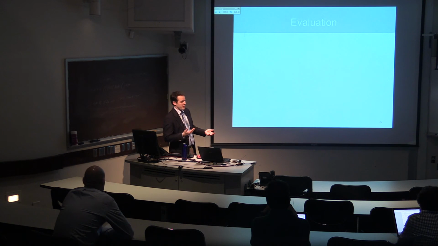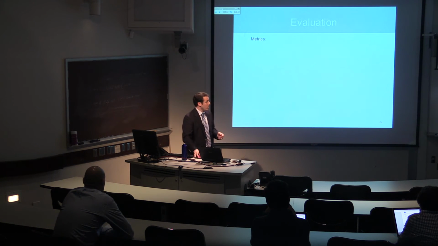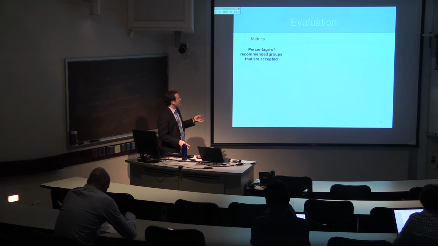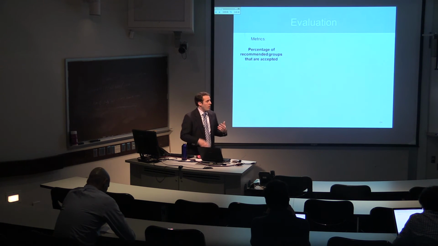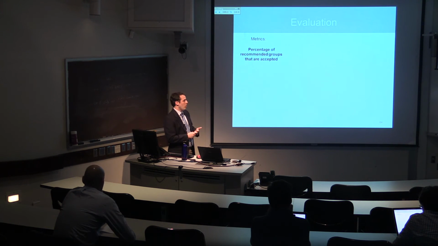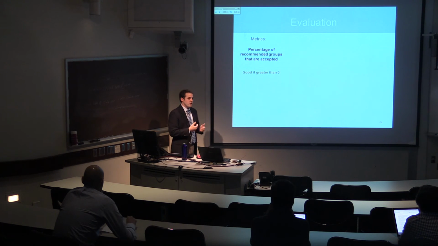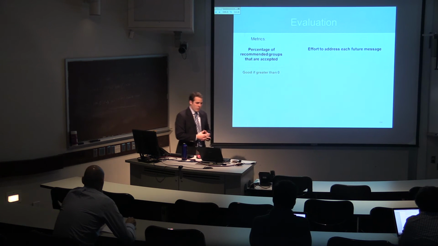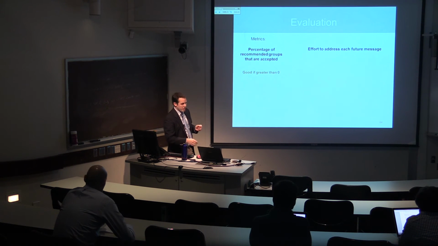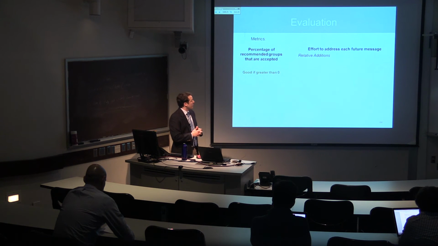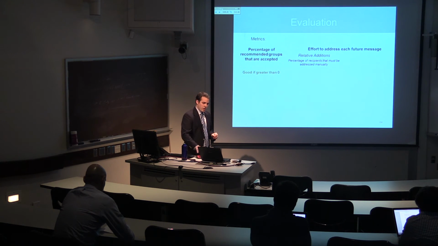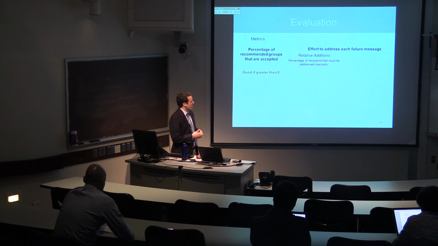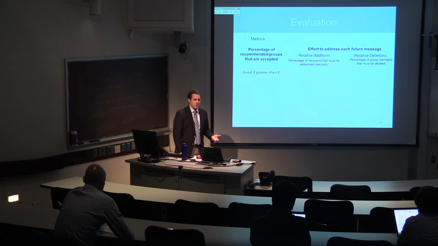So our next goal was to evaluate this, and in order to do that, we needed metrics. We used the percentage of recommended groups that are accepted, and we accepted groups if they were helpful or reduced the cost of addressing some future message. We measured this as good if it's greater than 0, which means at least some of our recommendations were accepted. We also measured effort to address each future message, where effort was measured in terms of relative additions, or the percentage of recipients that must be addressed manually, and relative deletions, or the percentage of group members that must be deleted.